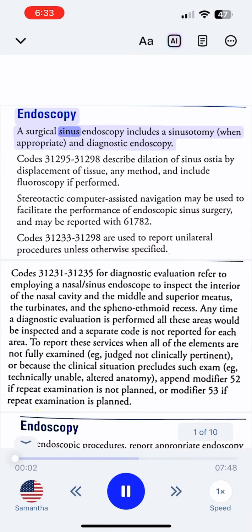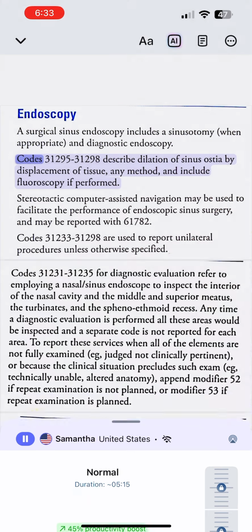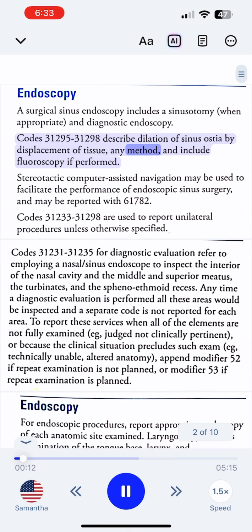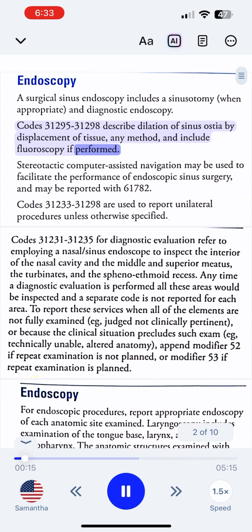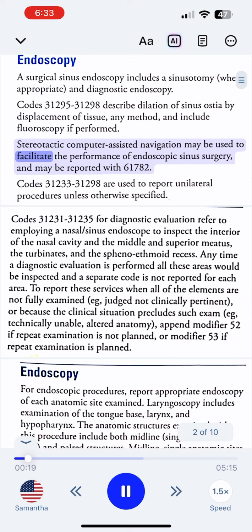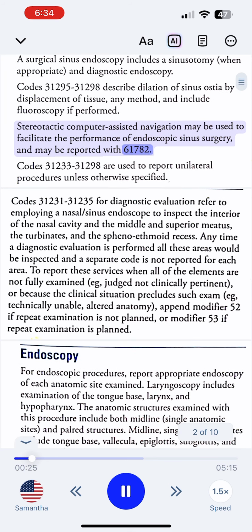Endoscopy. A surgical sinus endoscopy includes a sinusotomy, when appropriate, and diagnostic endoscopy. Codes 31295 through 31298 describe dilation of sinus ostia by displacement of tissue, any method, and include fluoroscopy if performed.